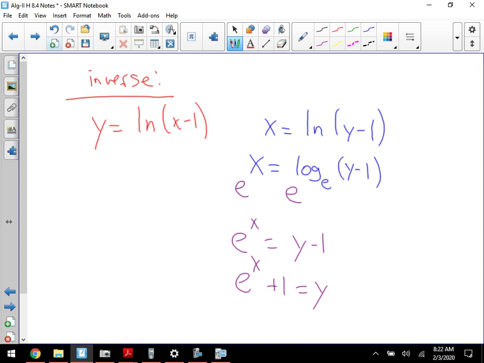Yes, ma'am. What happened to the log? They undid each other. Just like a second ago, remember, if I say log base 6 of 6, they just undo each other.